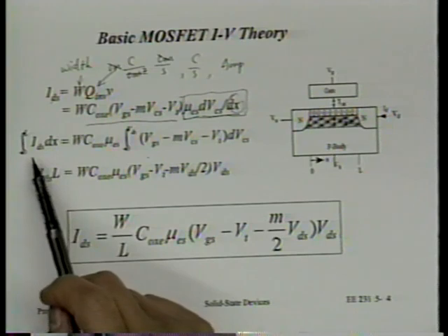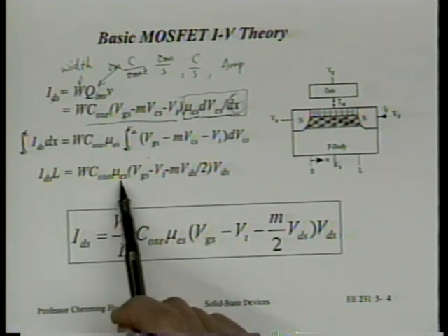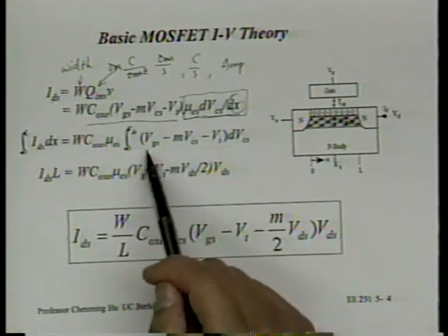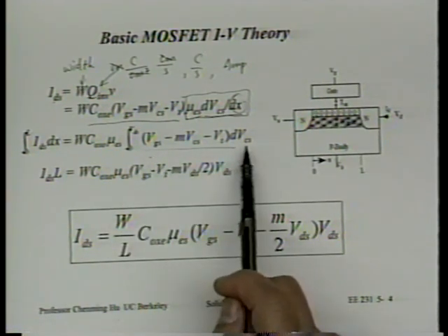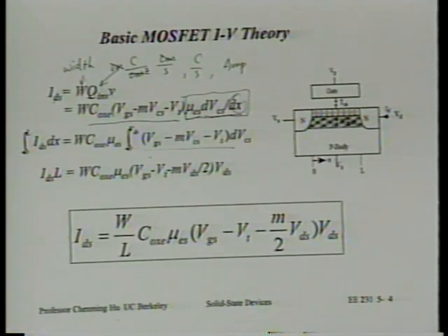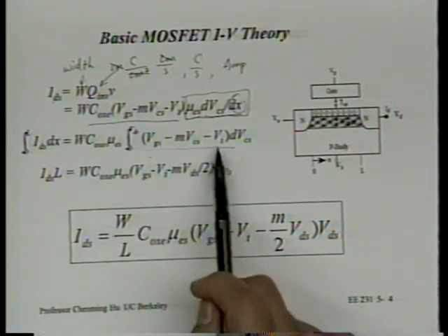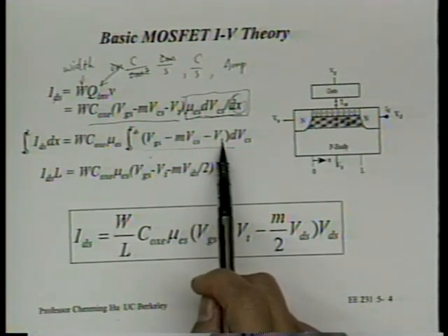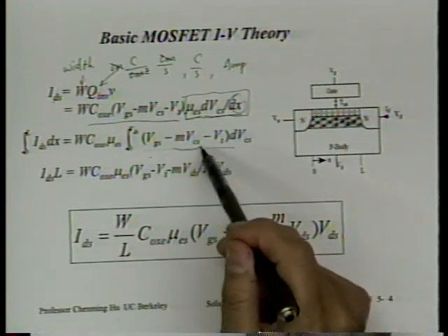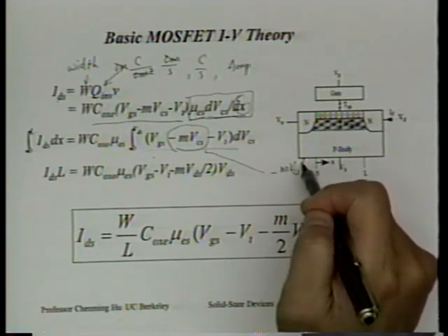Let's finish this. Left-hand side, integrate from 0 to L gives us IDS times L. Right-hand side, we have the W, Cox, mu electron at surface. There's no change to that. Now we look at what we have here. We have a term called VGS times VCS. We take the two limits of integration. We simply get VGS times VDS. And we have that here, VGS times VDS. Similarly, minus VT will give us a term that's minus VT times VDS. And right here, minus VT times VDS. Now this term is a little bit more complicated. After we integrate this term, we get minus MVCS square over 2.